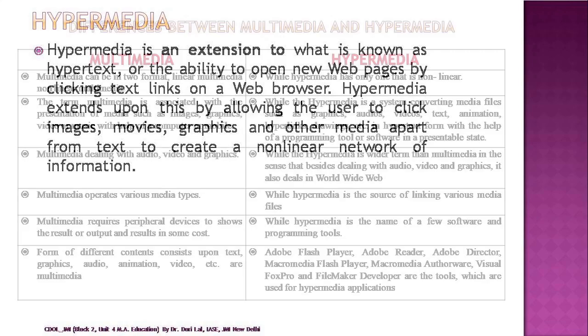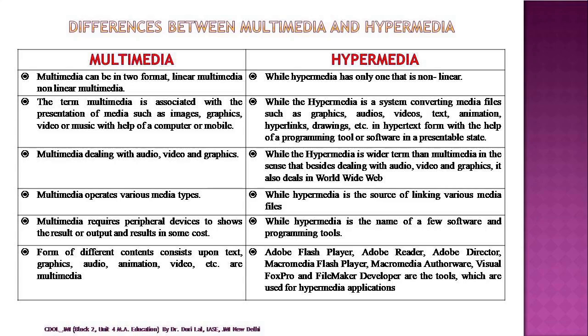Difference between multimedia and hypermedia. Multimedia can be in two formats, linear multimedia and non-linear multimedia, while hypermedia has only one, that is non-linear. The term multimedia is associated with the presentation of media such as images, graphics, video, or music with the help of a computer or mobile, while hypermedia is a system covering and converting media files such as graphics, audios, videos, text, animation, hyperlinks, drawings, etc. into hypertext forms with the help of programming tools or software.